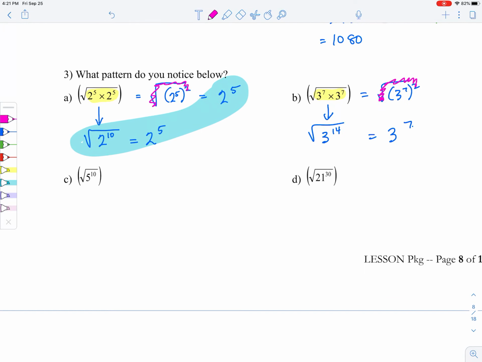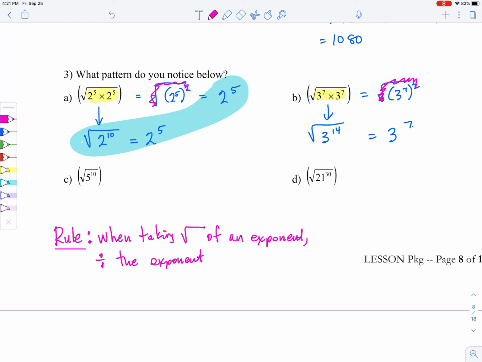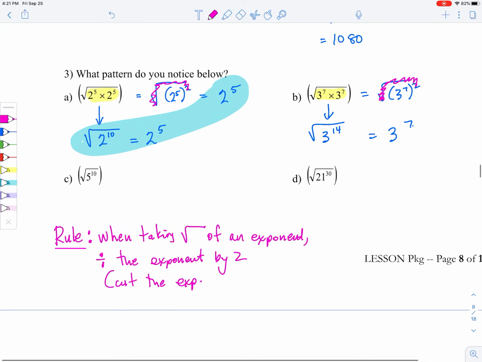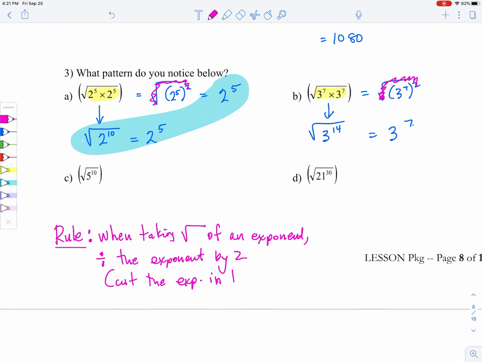And so our rule is going to be: when taking the square root of an exponent, we're going to divide the exponent by 2, or we're going to cut it in half. Cut the exponent in half would be another way to think about it.